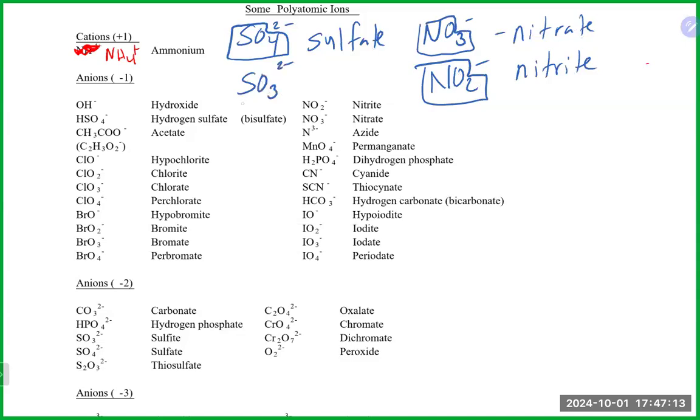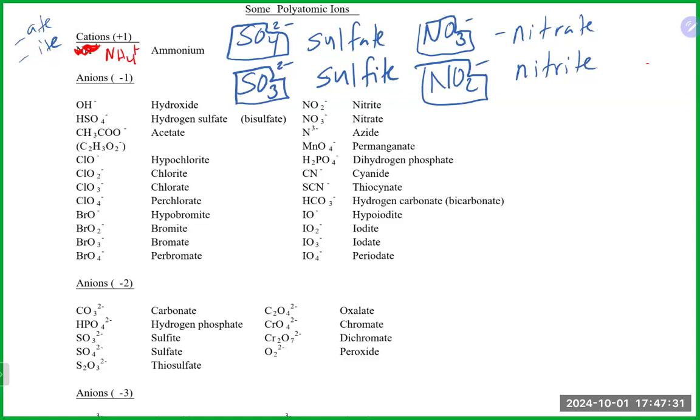SO3 2-. Also, sulfur and three oxygens with a -2 charge is sulfite. A vast majority of polyatomic ions will end in one of two ways. They will end in -ate or -ite.